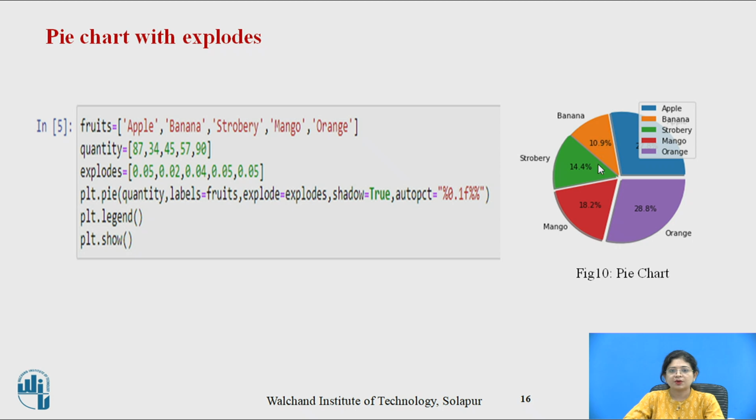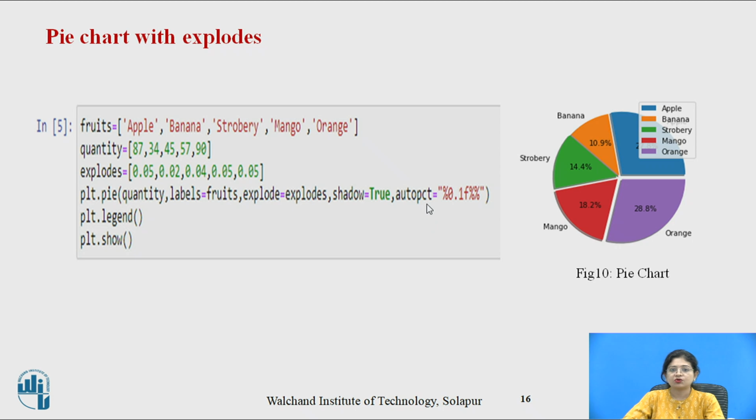Okay. So, for bananas there is some percentage like 10.9. Okay. So, what is this 10.9? These are the percentages, 14.4, okay, like this. So, if shadow equal to False, or if I do not put shadow, then the shadow is not displayed, right, and these gaps in between the slices indicate the explodes.